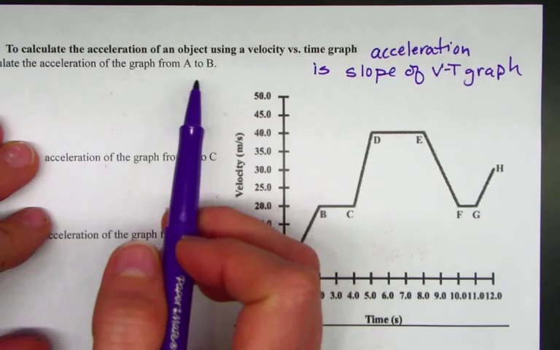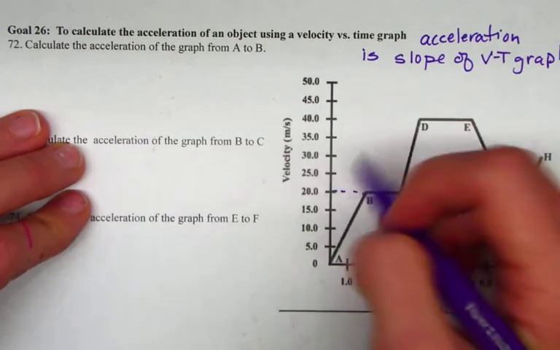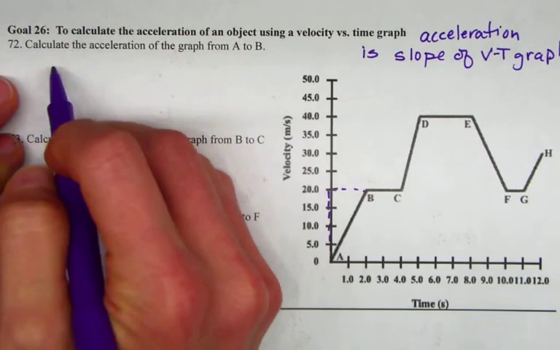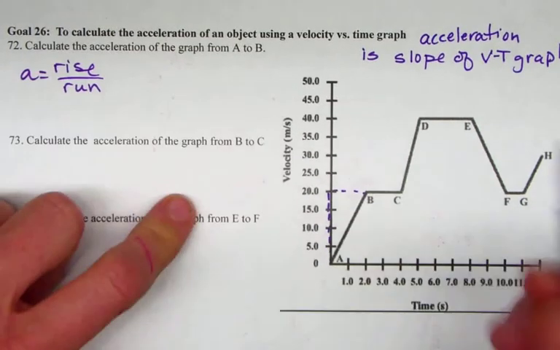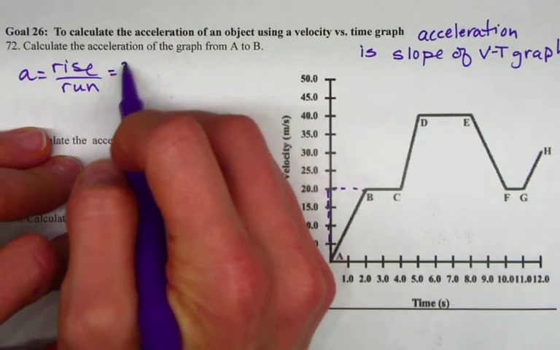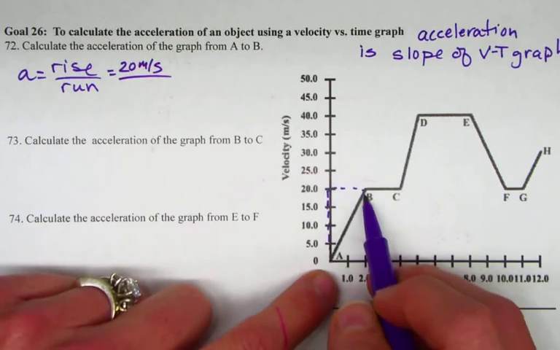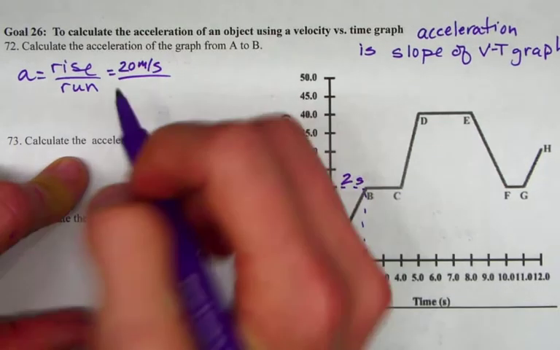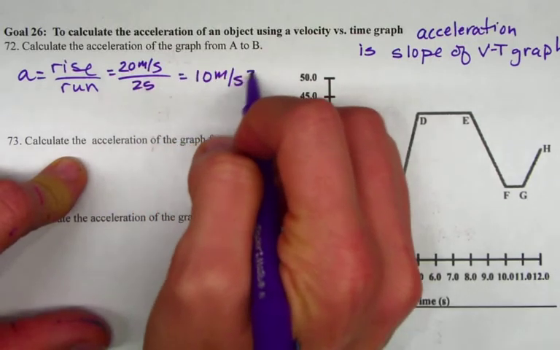So it wants us to calculate the acceleration from A to B, so it's really asking us to find the slope here. So I need to find the rise over the run. So my rise here over the run is going to be acceleration. Well, I'm going up 5, 10, 15, 20. So that's 20 meters per second divided by the run. And if I follow that along, this is going to be 2 seconds. So divided by 2 seconds, and that's going to give me 10 meters per second squared.